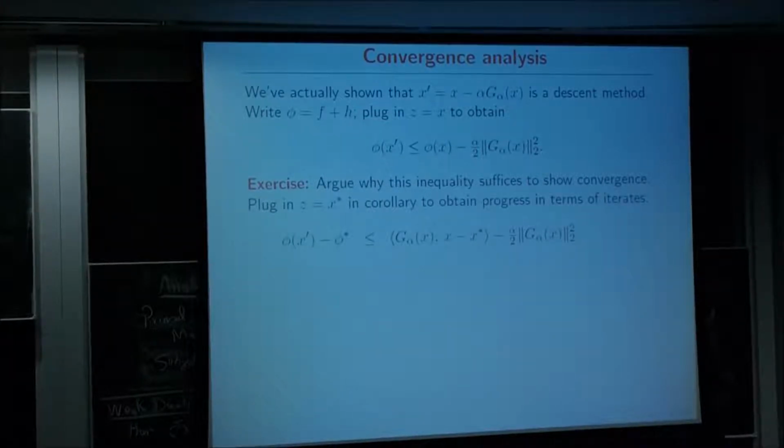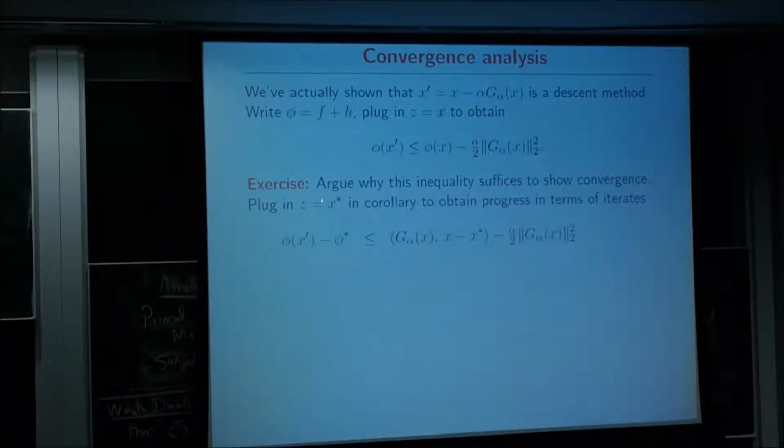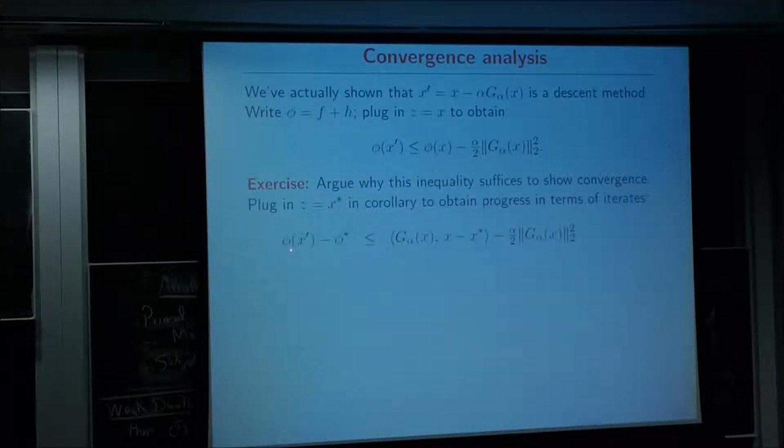So, just another little toy thing you do with that lemma. Let x star denote an optimal x star. So you plug that x star instead of z. So f of x star plus h of x star will be phi of x star, the optimum value. So you get phi of x prime on the left minus phi star is less than or equal to that quantity. So that's just the lemma on your previous page, rearranged.